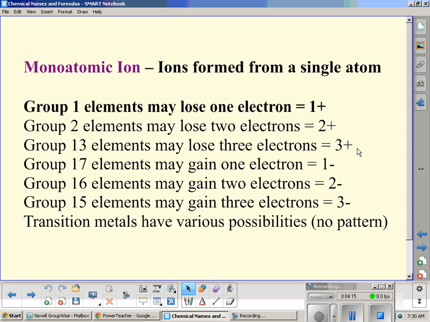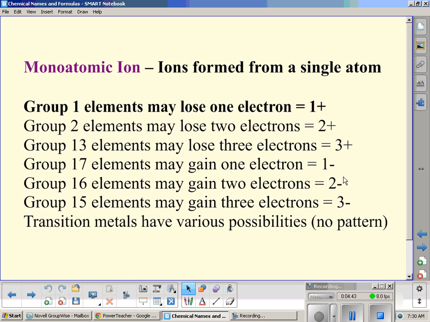Now we can look at this the other way. Let's look at, the noble gases are group 18. So right next to them we have group 17. If they gain just 1 electron, their outer layer currently has 7 electrons. If they gain just 1, they'll have 8. So they gain 1 negative charge, 1 electron, so 1 minus. Group 16, 2 away from noble gases, gain 2 electrons, 2 negative. Group 15, gain 3 electrons, 3 negative.